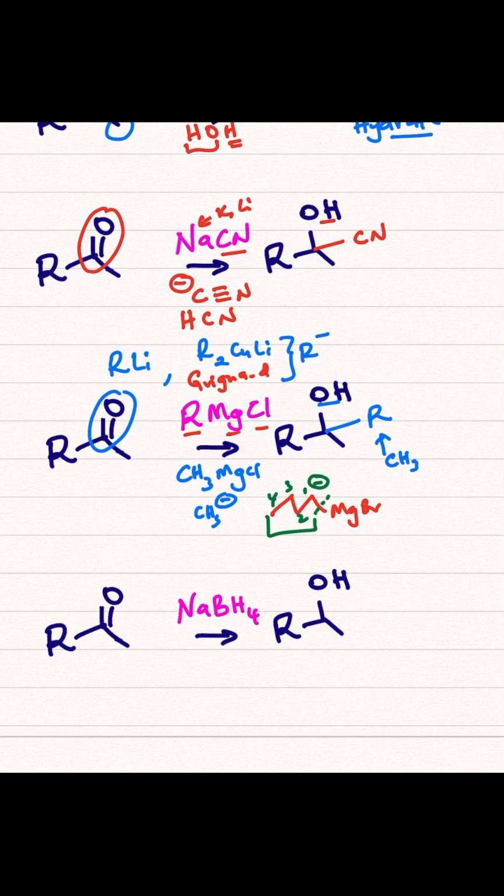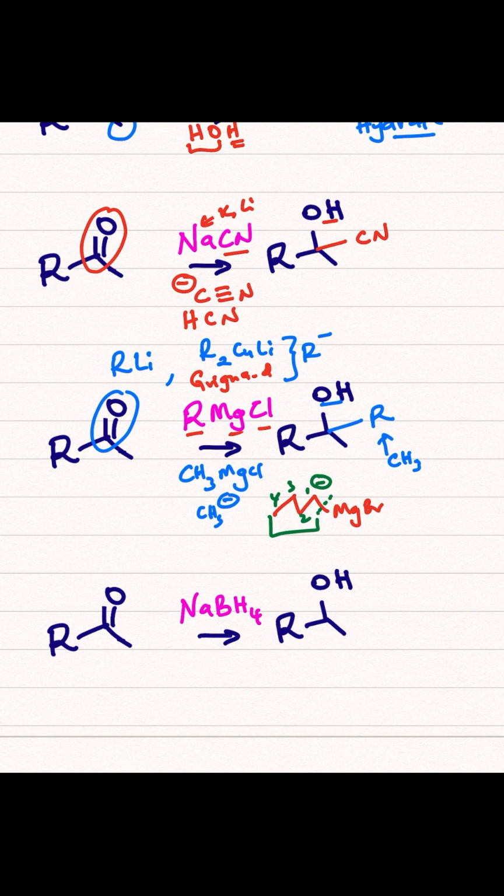Next, reaction with reducing agents. Reducing agents give H minus nucleophile. In this case, we're using sodium borohydride. So just as we saw before, the carbonyl is reduced to an alcohol, and then you end up adding the nucleophile, which in this case is H. So basically, you reduce an aldehyde or ketone to an alcohol.